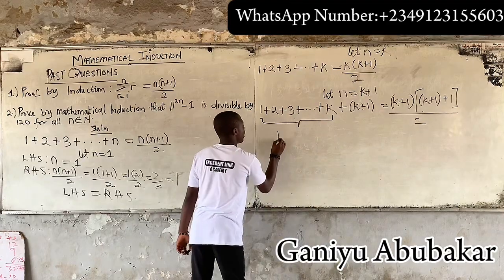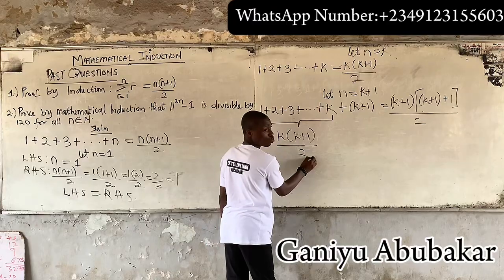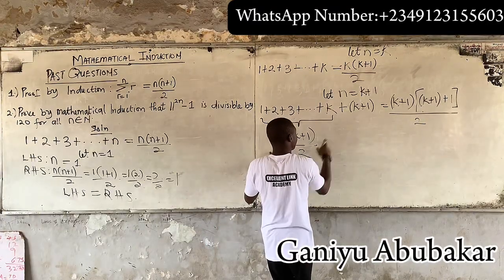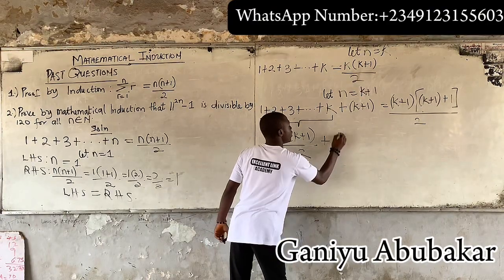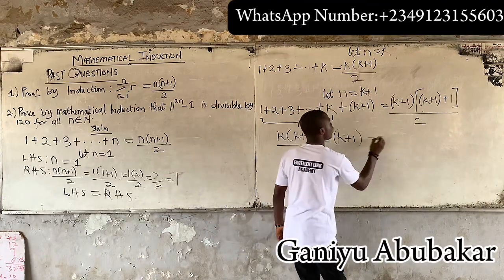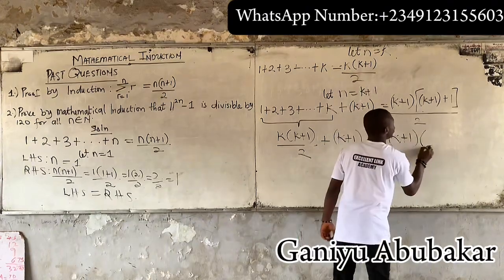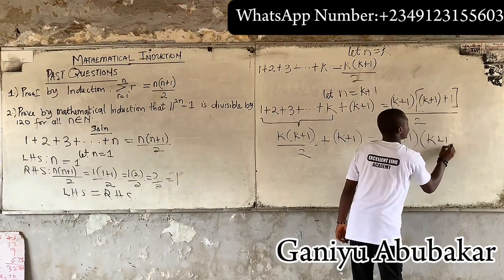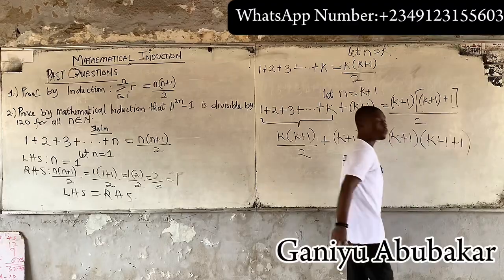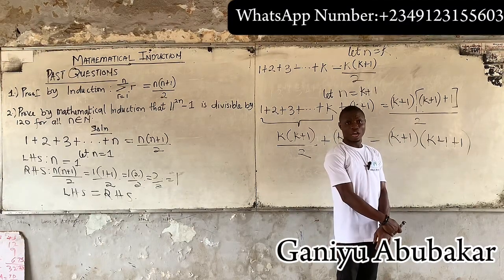Because of the k into k plus 1 over 2. Mind you, this one is this. Let's reduce to plus what? k plus 1. I have this one here, which is now equal to k plus 1 into what there? k plus 1 plus 1. True or false? Move the bracket. I have this one.